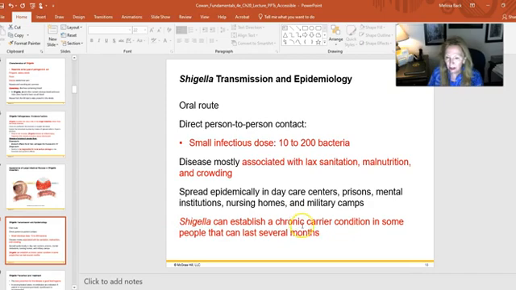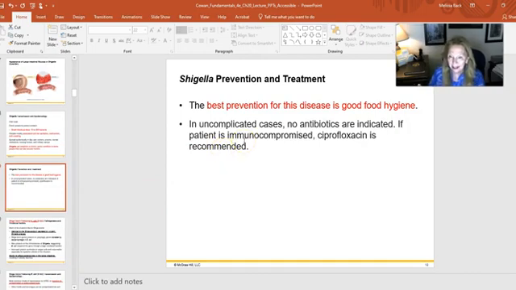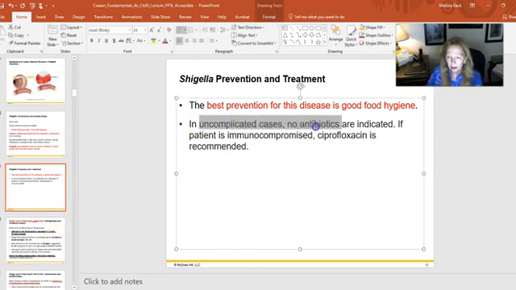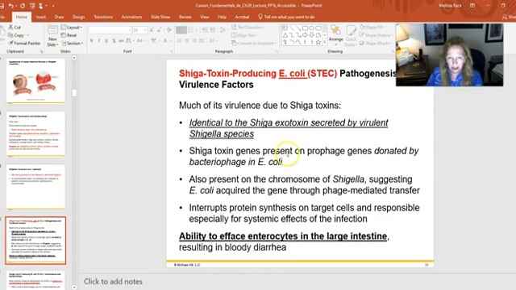People can establish a chronic carrier condition that can last for months, and again, this is how it stays and keeps being transmitted, is that someone has become a carrier. And again, lax sanitation and hand washing and that sort of thing can lead to these outbreaks, and it is a reportable disease. They try to go in and figure out where the index case is and try to shut this down. The best prevention is good food hygiene. So in uncomplicated cases, no antibiotics are indicated. This is kind of important because sometimes when you are treating this, and of course you must treat if it's a complicated, serious case, but sometimes when we treat, we actually are extending the carrier phase, and so that actually can happen.